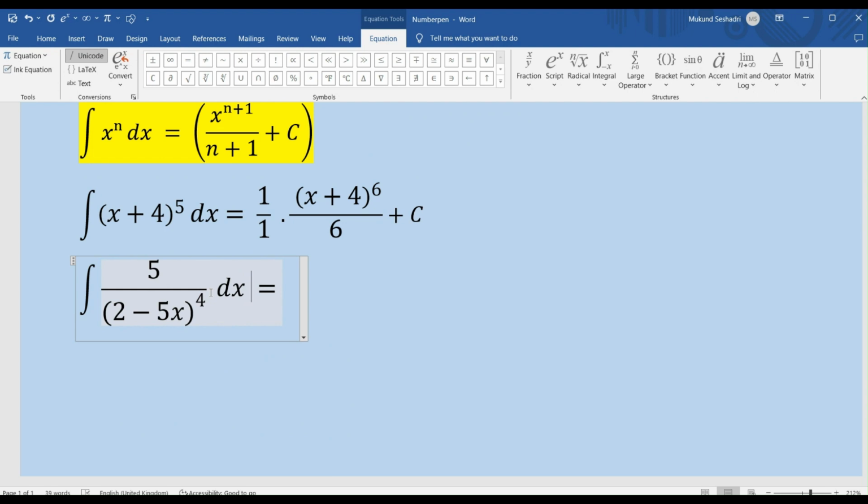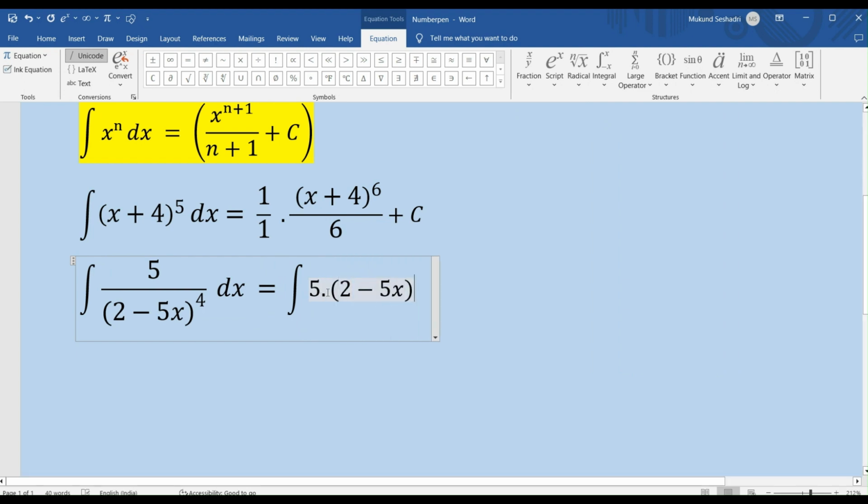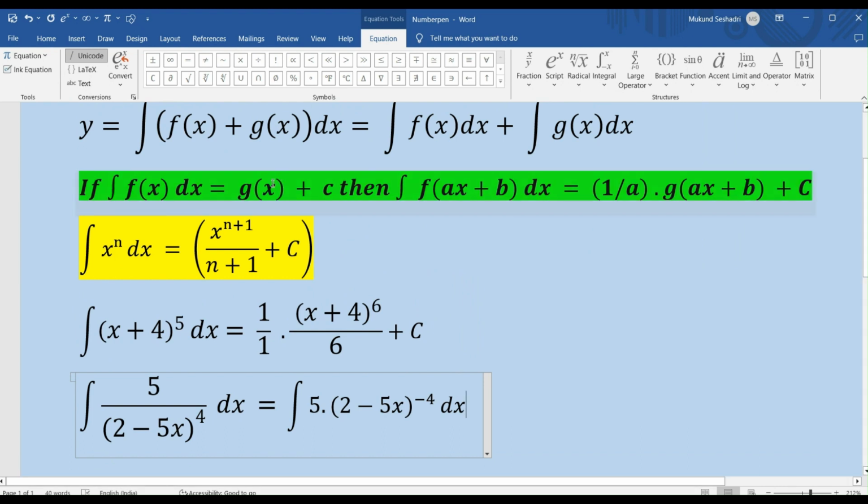So I have integral of 5 divided by 2 minus 5x the whole power 4, which is nothing but integral of 5 into 2 minus 5x the whole power minus 4 times dx. So let's write that down. Again, an application of the formula that I highlighted in green, where if integral of f of x dx equals g of x plus c, then integral of f of ax plus b dx equals 1 by a times g of ax plus b plus c.